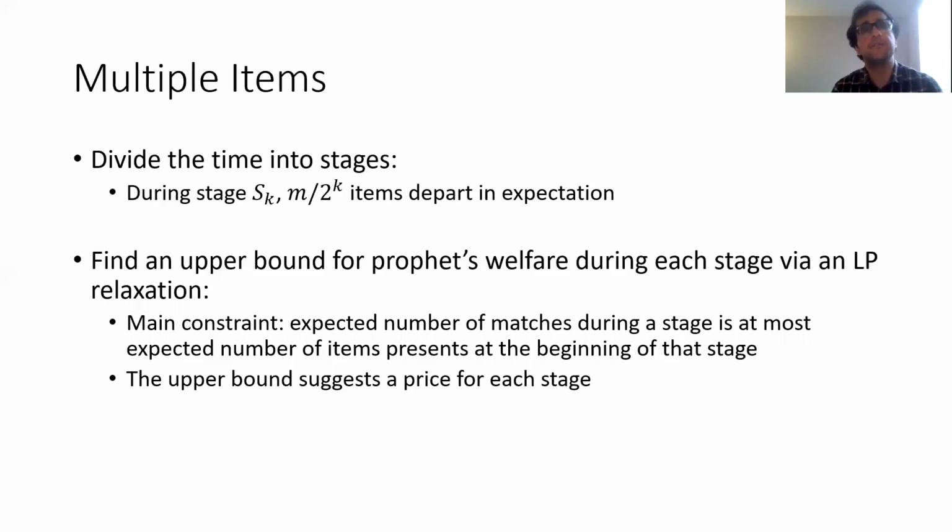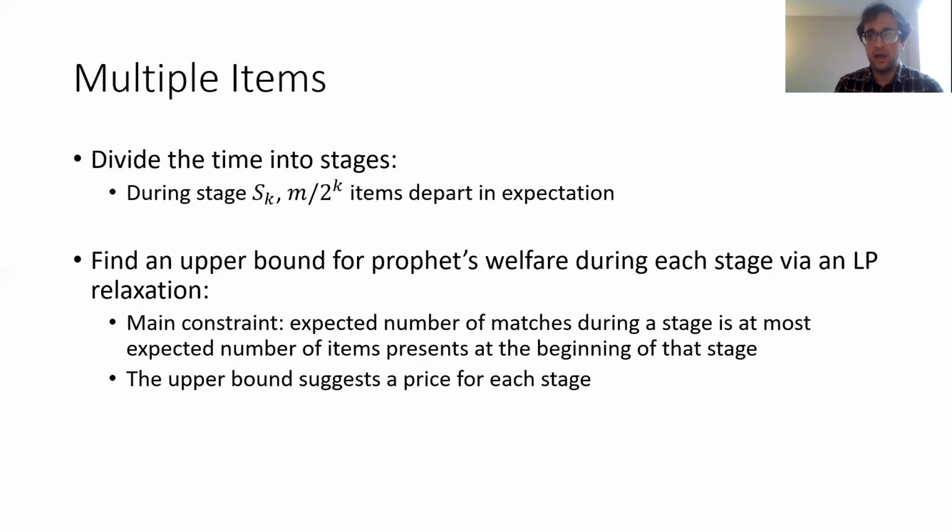In order to find an upper bound for profits welfare, we divide the time into stages such that the expected number of items departing during each stage decreases exponentially. And then we find an upper bound for profits welfare during each of these stages separately. Again, we use an LP relaxation, and the main constraint here is that the expected number of matches during a stage is at most the expected number of items available at the beginning of that stage. Here by available, I mean has not departed before the beginning of that stage.